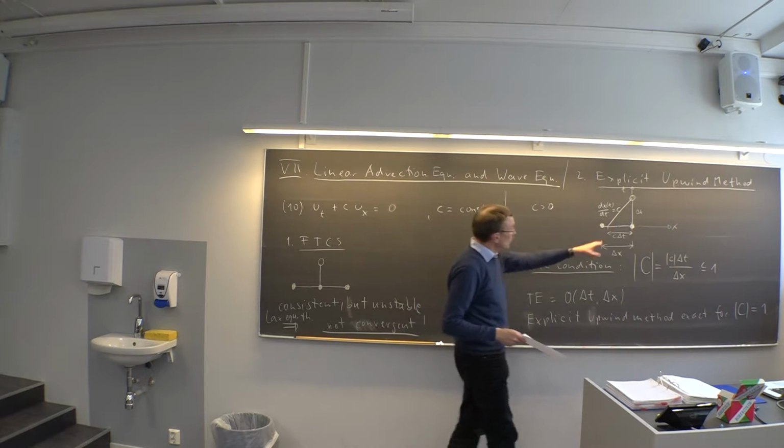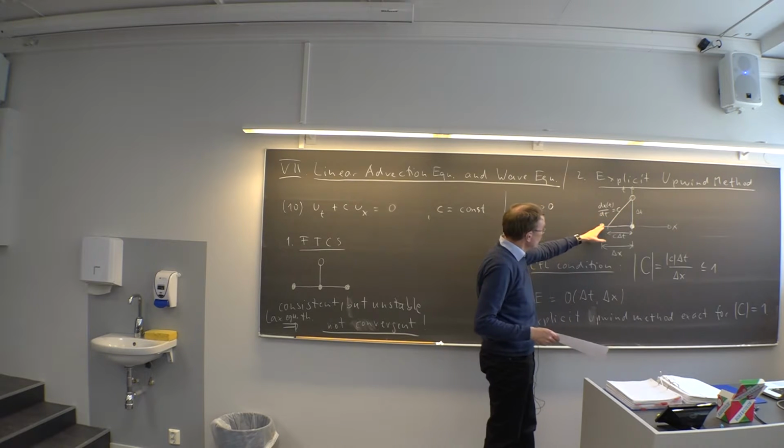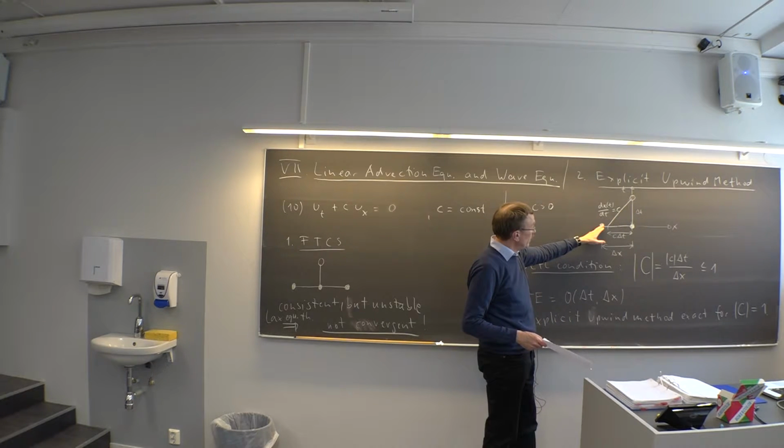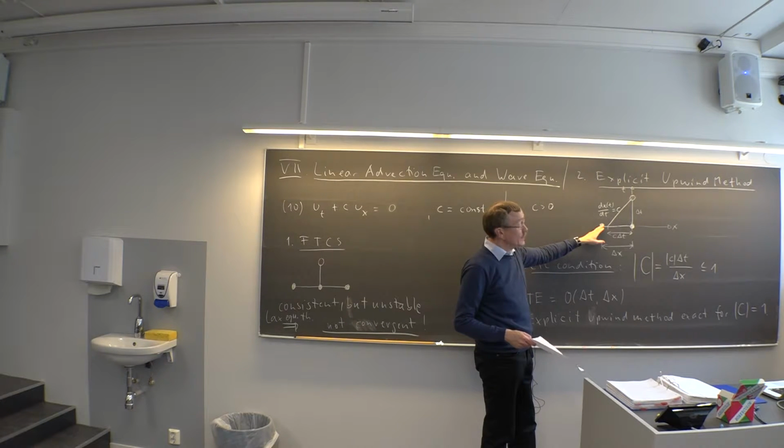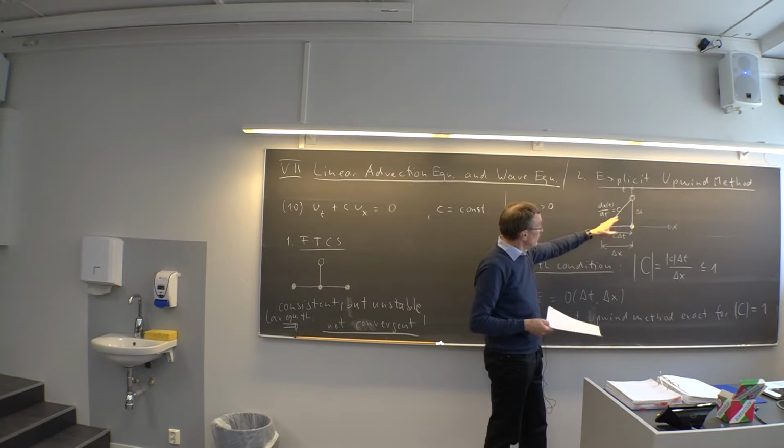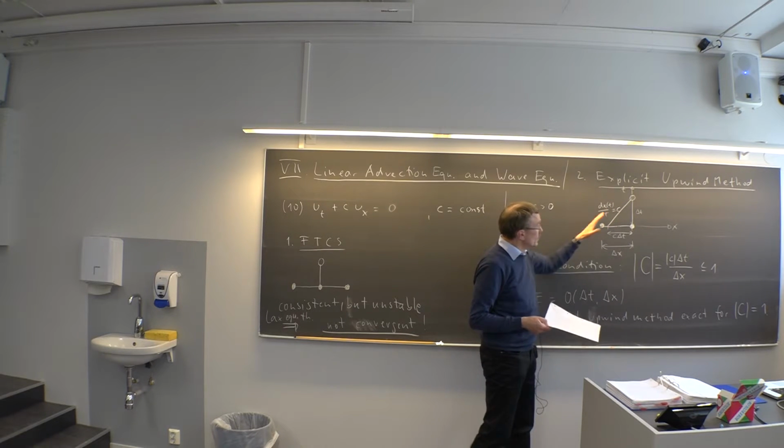Why is that? Because then the characteristic simply comes from this point here, and if we write down what the numerical method gives us, it gives us exactly the same as the analytical solution would give us. The value here is determined by the value here, because on the characteristics the solution is constant.